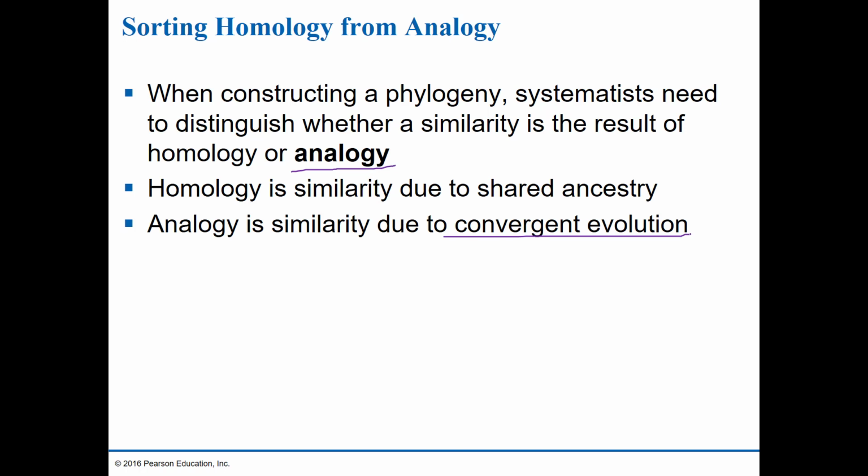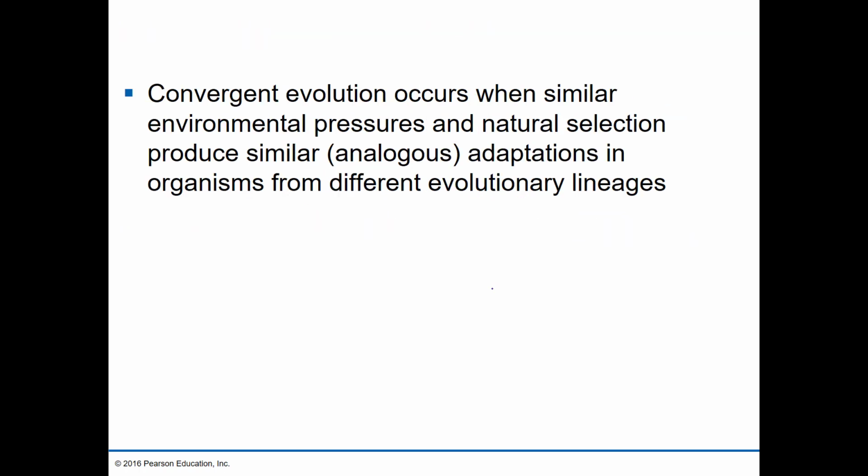Bats are mammals, birds are birds. And so while it's analogous that they have wings that are used for flight, it is not homologous, meaning that it did not evolve because of a shared common ancestor. So definitely know the difference between a homology and an analogy, or knowing that something is homologous versus analogous.